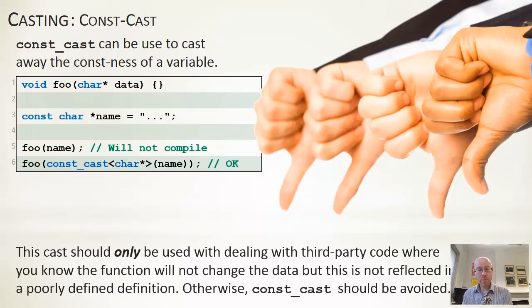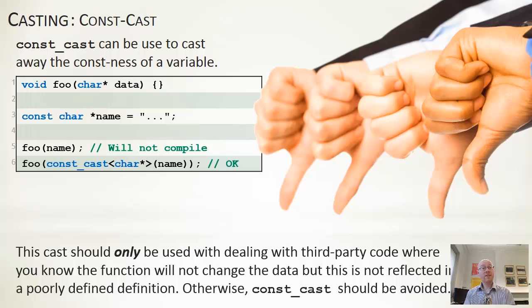So if you have third party code, you know it won't be changed, but the developer neglected to actually say this by way of the signature, then in that case, and you really must call this method, you can use a const-cast to do that. That's about the only case. Beyond that, never really use this. You shouldn't use it.